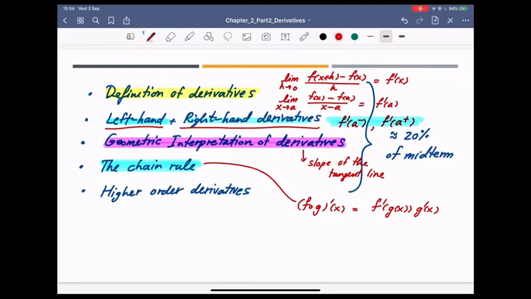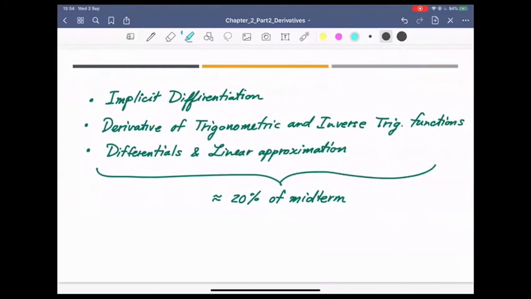The last thing we learned in this part is higher order derivatives. You should be able to compute the derivative many times and then guess the general form of the n-th order derivative. So this whole part is going to be another 20% of your midterm. That makes 40% now.